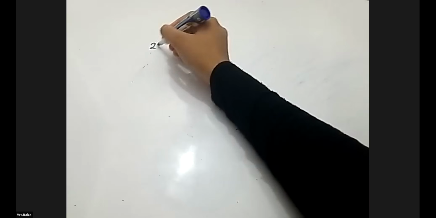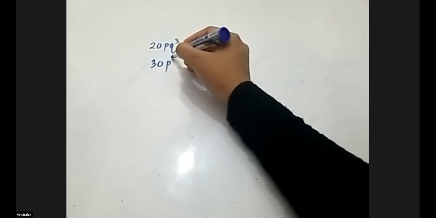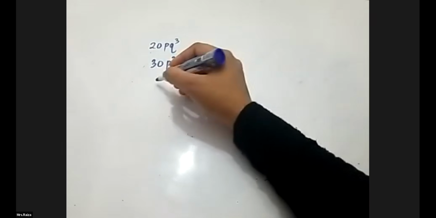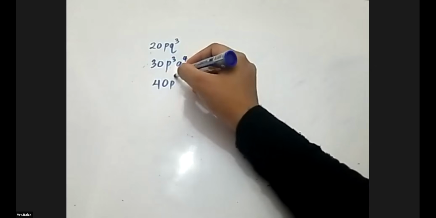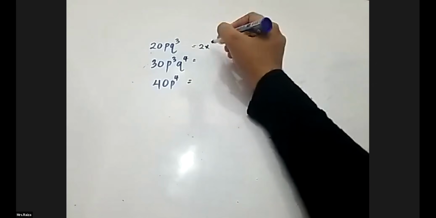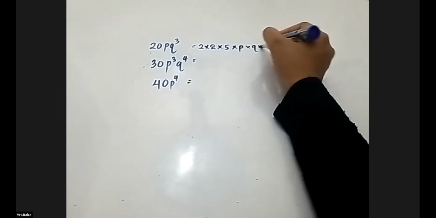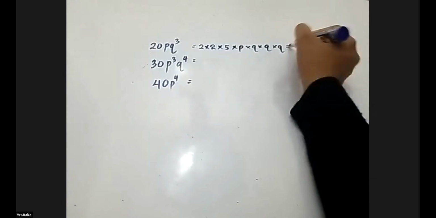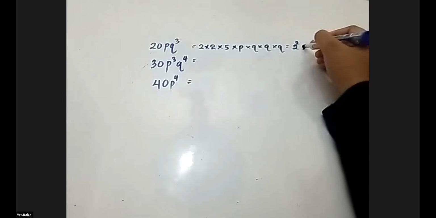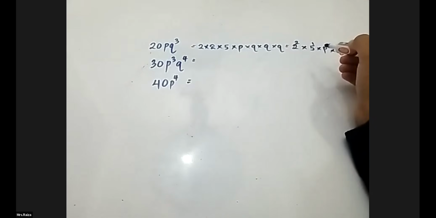Okay, look at the board. Look at the board fast. 20 p q to the power 3, 30 p to the power 3 q to the power 4, 40 p to the power 4. 20 means 2 into 2, 4; 4 into 5, p into q into q into q. As powers, 2 to the power 2, 5 to the power 1, p to the power 2, q to the power 3. Okay, can you see the screen?